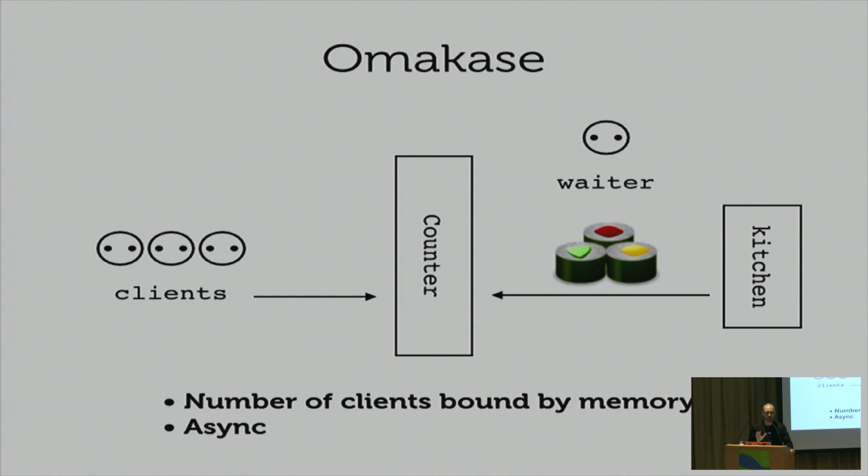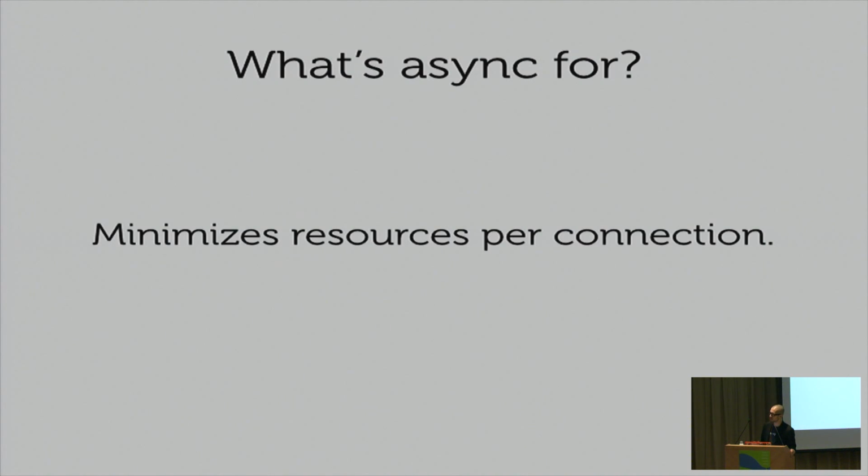Now, it would be extremely wasteful to devote a thread or a process per client because it would be idle almost all the time. So it's much better in this case to have an asynchronous process where a single process can serve thousands and thousands of clients and only deal with the ones that actually need to have their needs addressed right now. So this is like the killer app for async. So that's what async is for. It minimizes resources per idle connection.